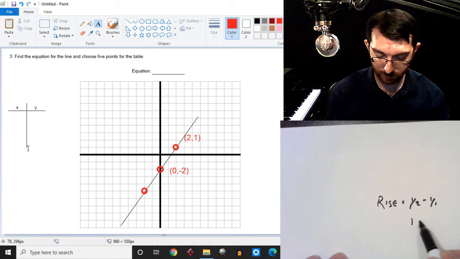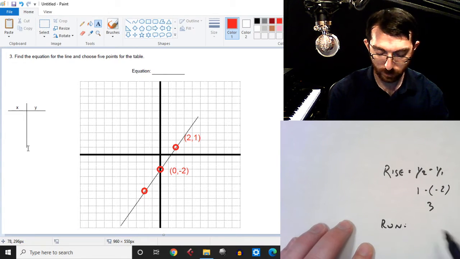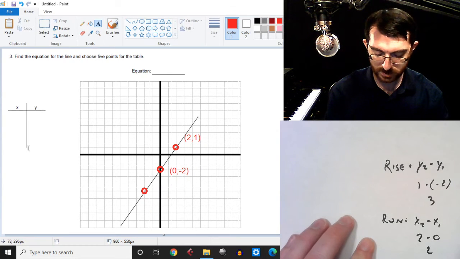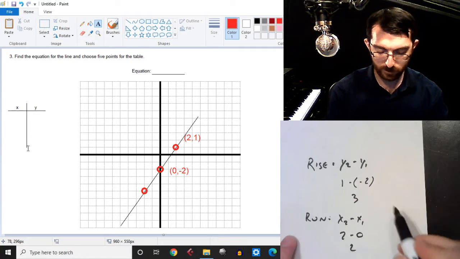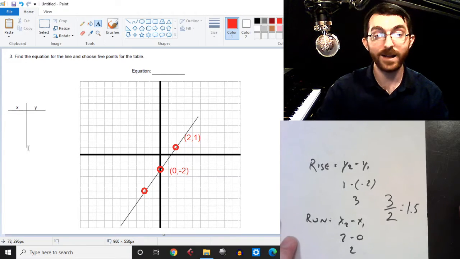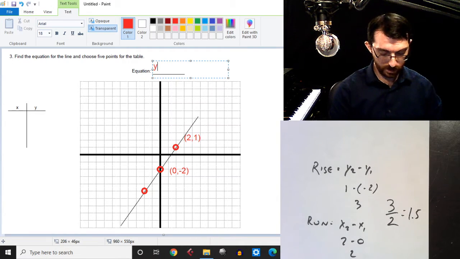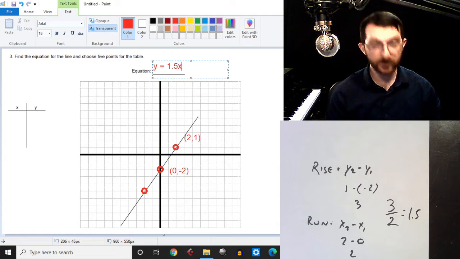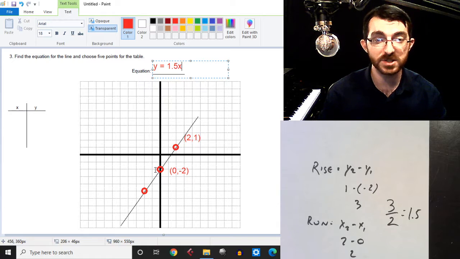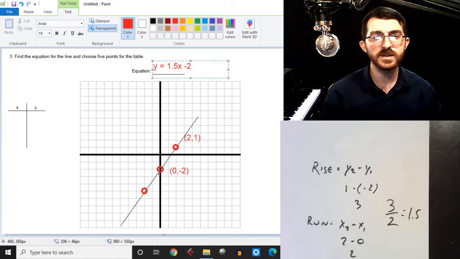That's going to be 1 minus -2, which is equal to 3. So the rise is 3. The run is going to be x2 minus x1, and that looks like 2 minus 0. So that's 2. We've got a rise of 3, a run of 2. That would be a rise over run of 3 over 2, or 1.5. I can go ahead and start with y equals 1.5x. Now, since I already found a y-intercept in number 1, I won't demonstrate that again because this one just gave it to me. It's -2. Okay, there's the equation for the line.